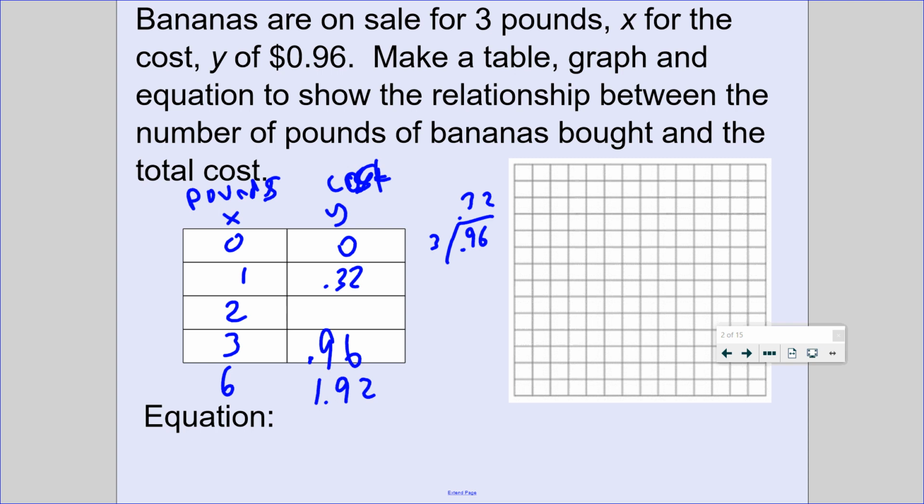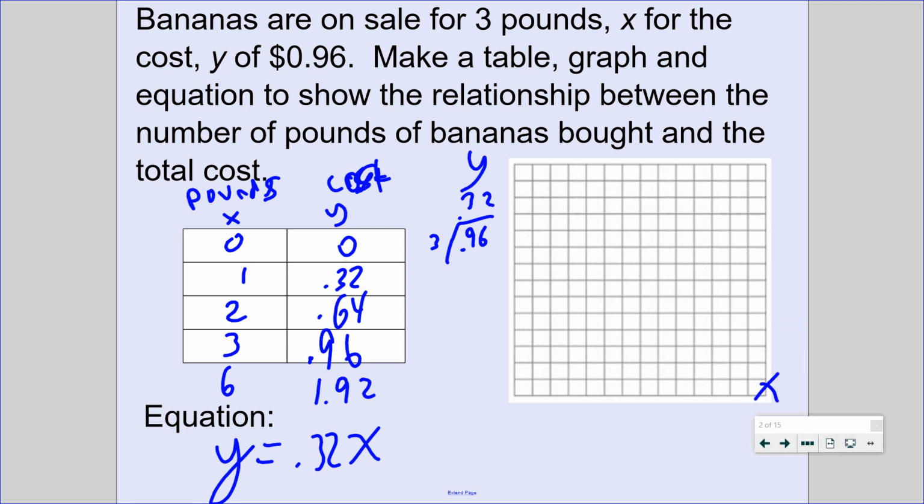But what if I want to buy 2 pounds? Each pound costs 32, so two of them will cost 64. So my equation will probably be y equals 32 cents x, 0.32x, because I'm multiplying the number of pounds by 0.32. Now it says make a graph.